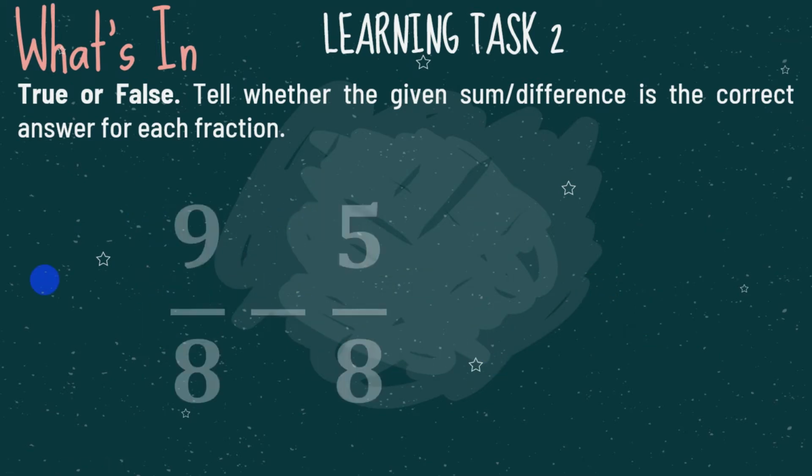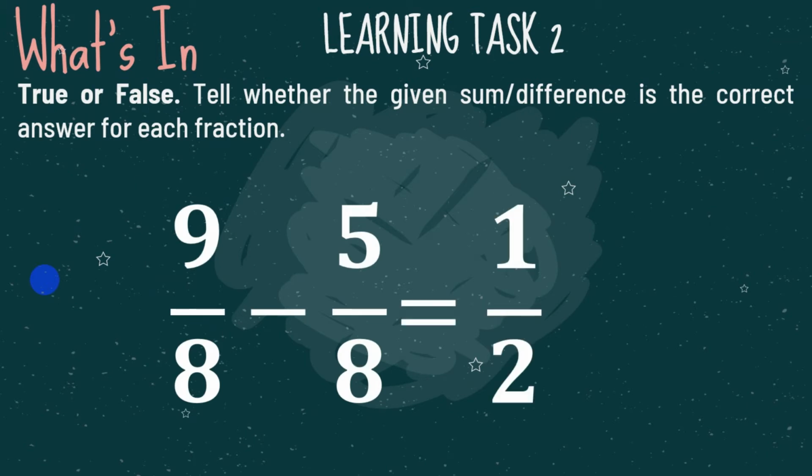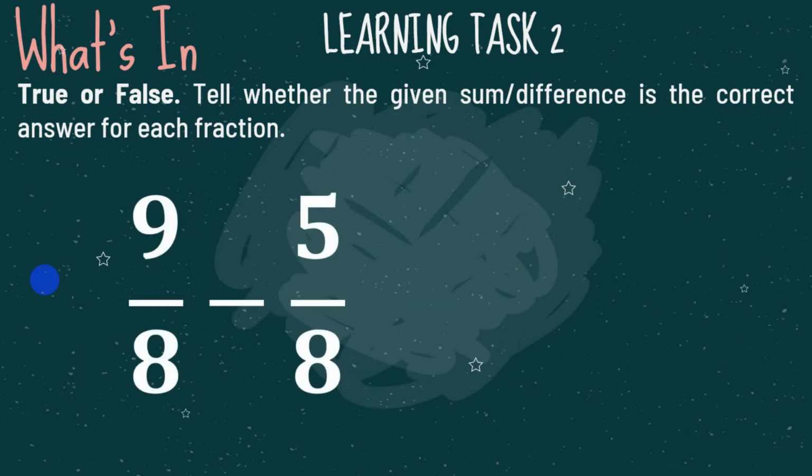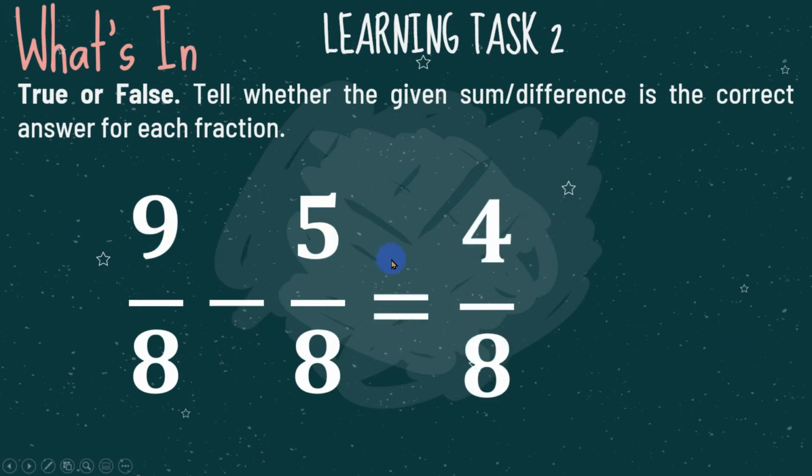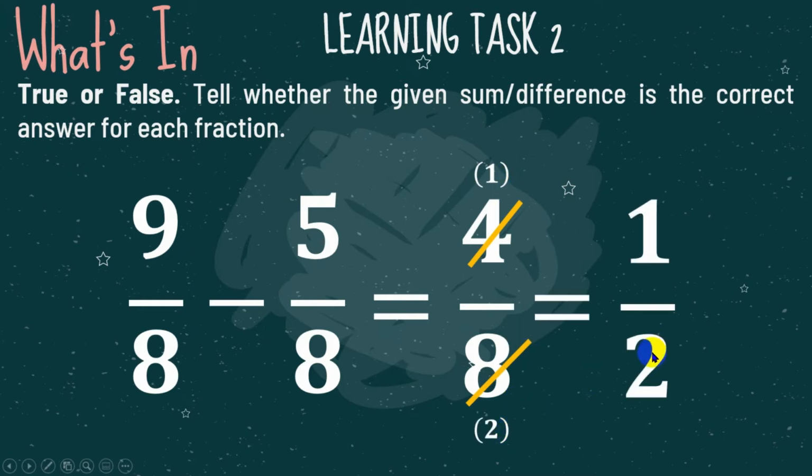Another one is 9 over 8 minus 5 over 8. The given difference is 1/2. Is this true or false? So the answer is true. Bakit kaya true? Again, 9 minus 5, subtract natin. That is 4 over 8. Then we can simplify this 4 over 8, divisible sila both by 4, so that will become 1 over 2. So the answer is 1/2. Kaya true yung sagot natin dito sa fraction na ito.